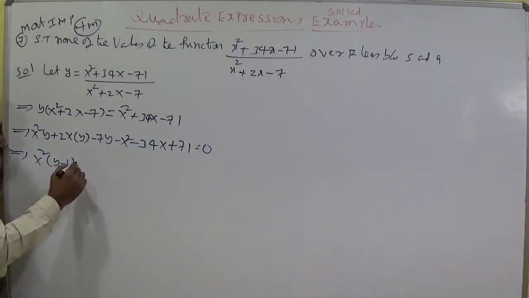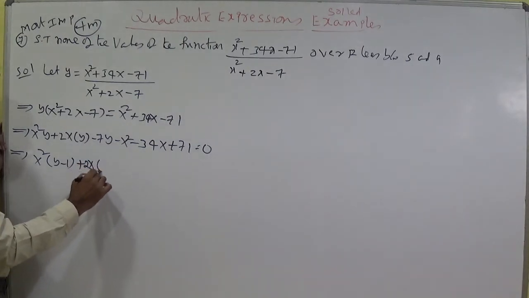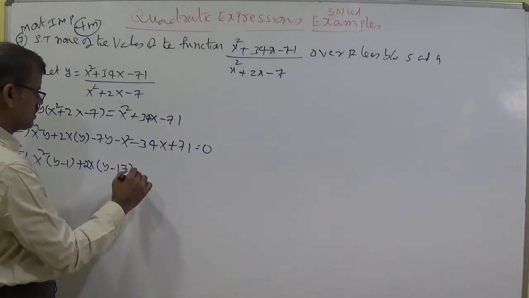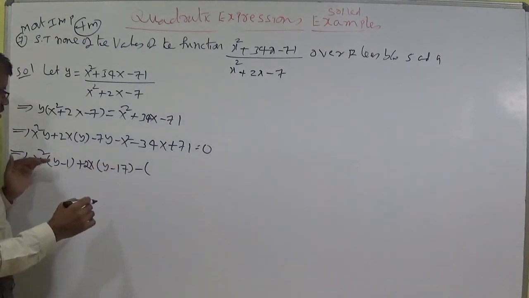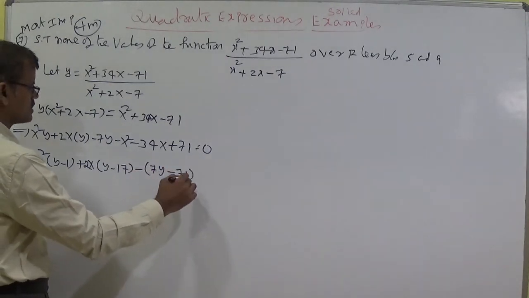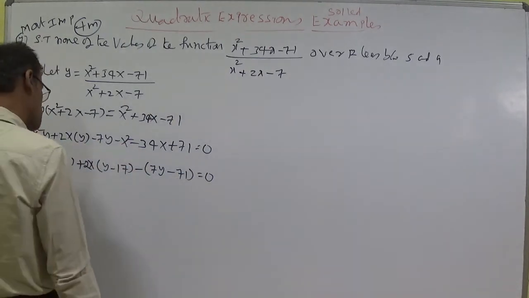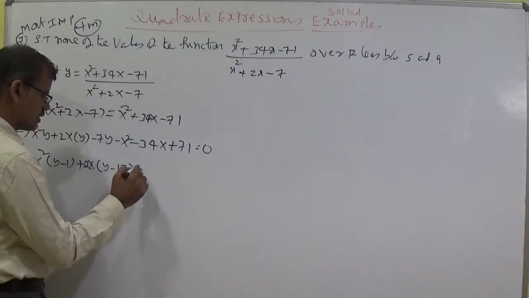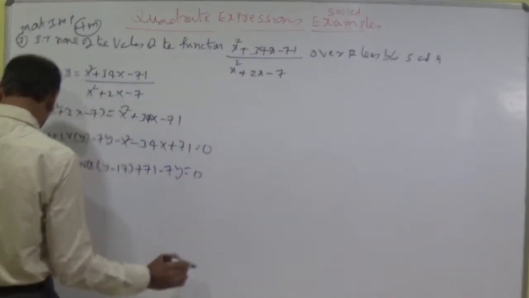x square into (y minus 1) plus x into, better to take 2 common, 2x into (y minus 17), and whatever terms other than x square and x are there, you can take common: minus 7y plus 71 equal to 0. Otherwise you can write 71 minus 7y also; it is also better, no problem. Okay, better to write plus 71 first: plus 71 minus 7y equal to 0.